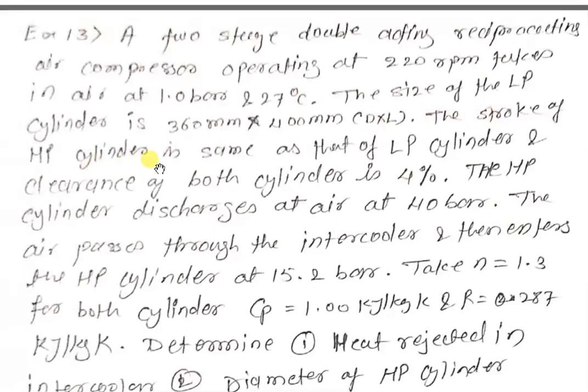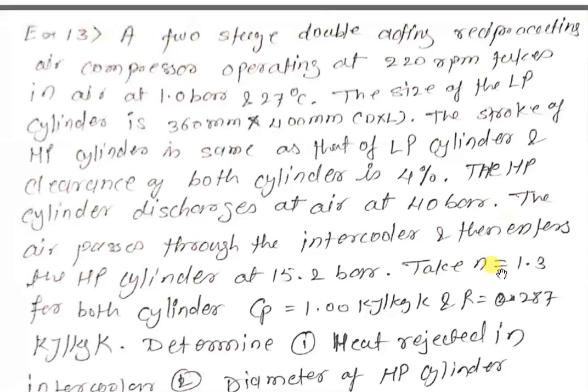The stroke of HP cylinder is the same as that of LP cylinder, and clearance of both cylinders is 4%. HP cylinder discharges air at 40 bar. The air passes through the intercooler and then enters the HP cylinder at 15.2 bar. It means the final delivery pressure is 40 bar, and the intermediate pressure P2 is 15.2 bar.